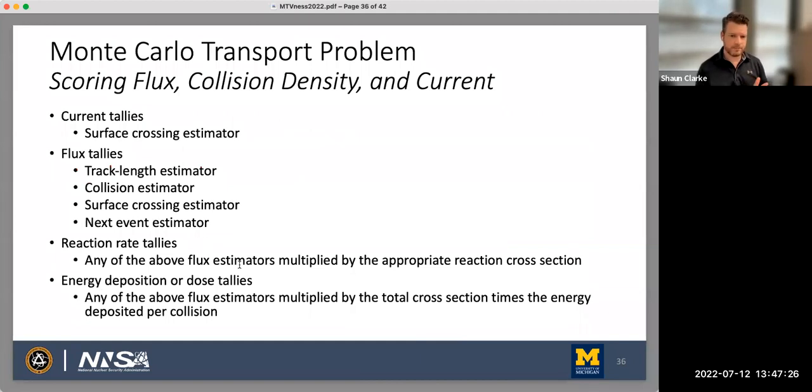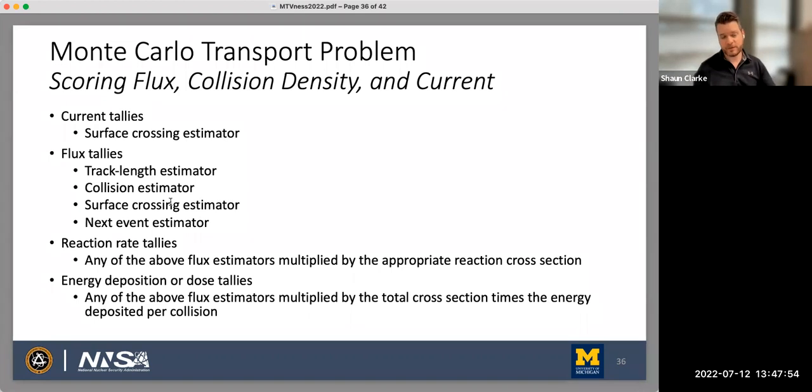And what do those look like? Well, there are again many things you can tally in Monte Carlo. If you think about a current tally, or how many particles are entering a region, that will typically be done using this surface crossing or plane crossing estimator. Flux tallies are probably the most common type of tally in Monte Carlo calculations, and those are done usually a couple different ways, but track length and collision are the most common.